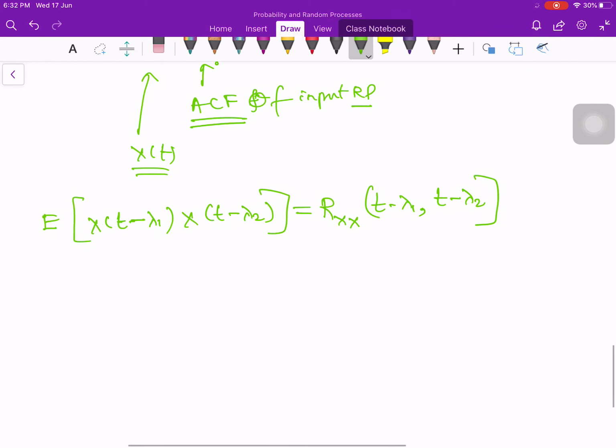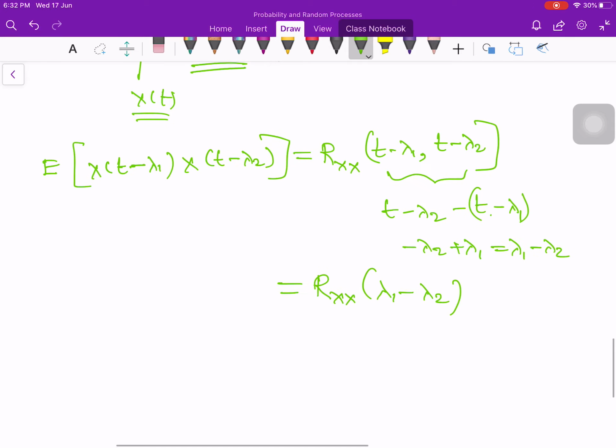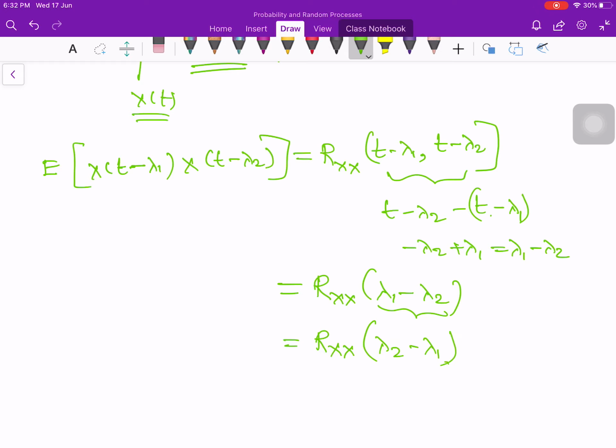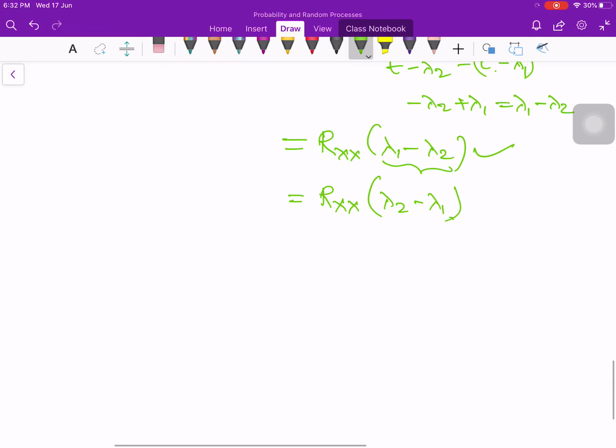Okay, now what is the time difference in this? t minus lambda 2 minus t minus lambda 1. So t will get cancelled. You will get minus lambda 2 plus lambda 1, that is lambda 1 minus lambda 2. Therefore I can write Rxx of lambda 1 minus lambda 2. Since the autocorrelation function is an even function, you can also write Rxx of the negative of the argument, that is lambda 2 minus lambda 1. Both are the same. Either you can write this or this.